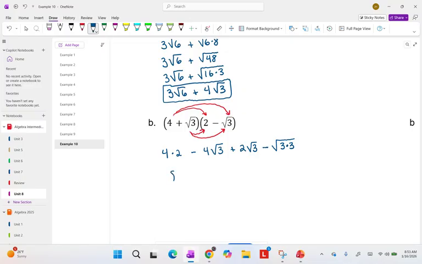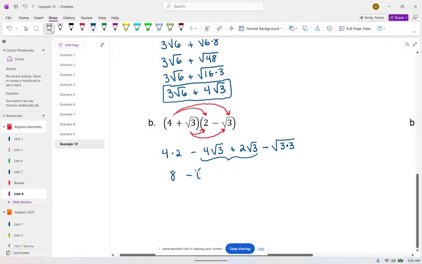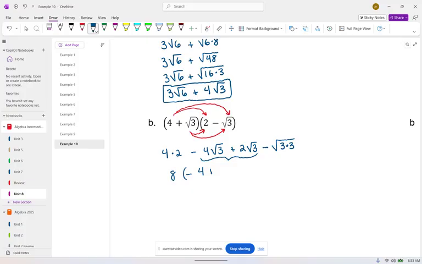Okay, so we have 4 times 2. 4 times 2 is 8. Minus, we have these middle terms here that are like terms. You'd think about them like a variable, like square root of 3 is x, and so it'd be 4x plus 2x. So we'd have minus 4 plus 2 square root of 3.